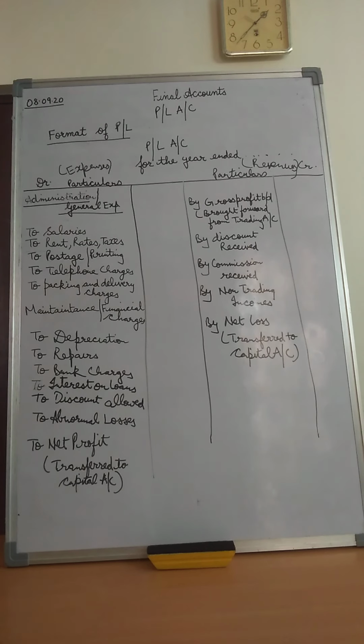Only and only if carriage outward is mentioned, in that case you will mention this under the category of selling and distribution charges, under the head carriage outward. Then we have the bad debts, that is all those people whom we think would not be paying the money back to us. They are part of this.